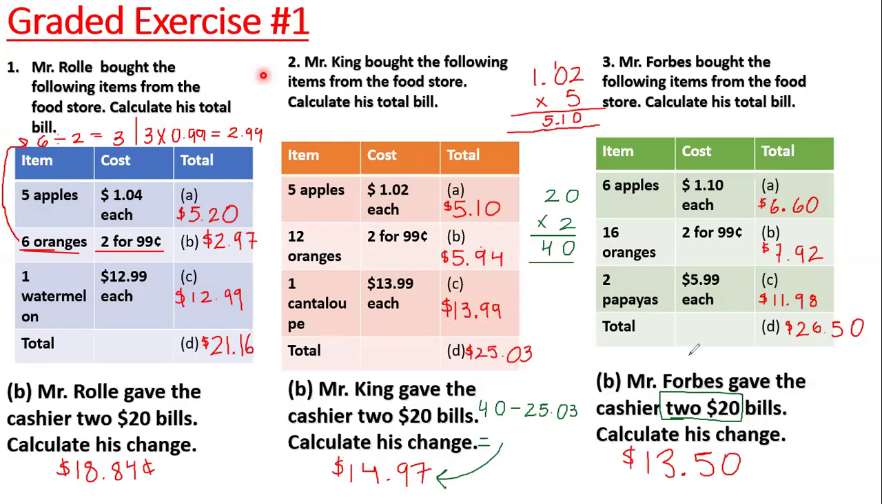Very good. What are we going to do at this point? We're going to do 40 minus $26.50. And that will give you $13.50. Very good. I give you $13.50.